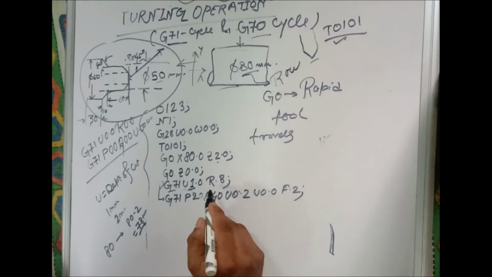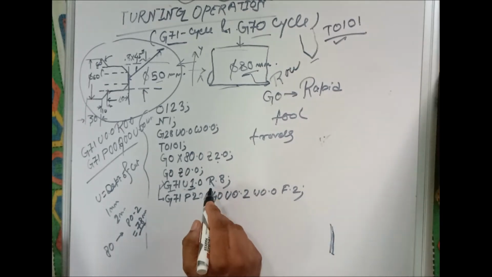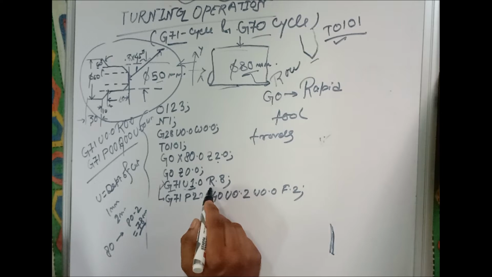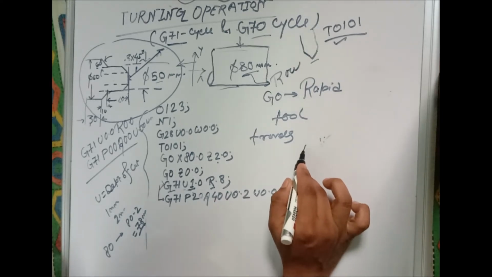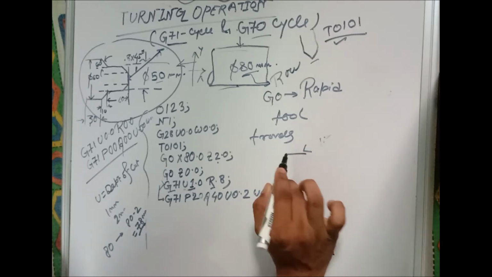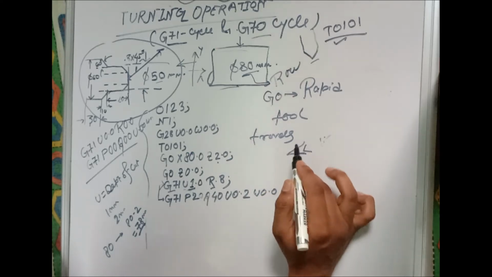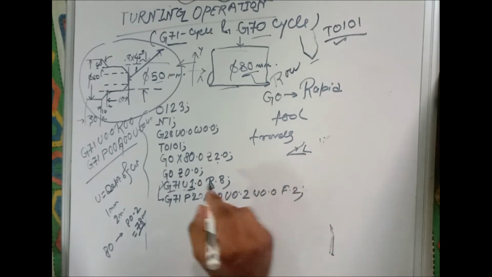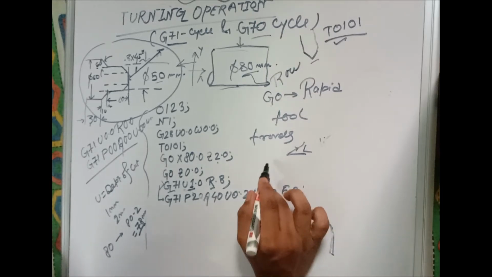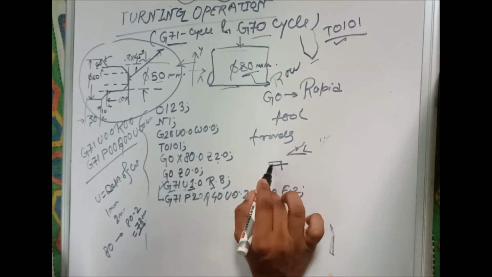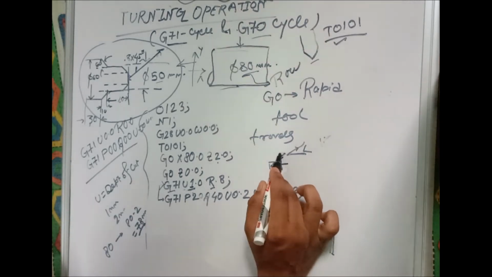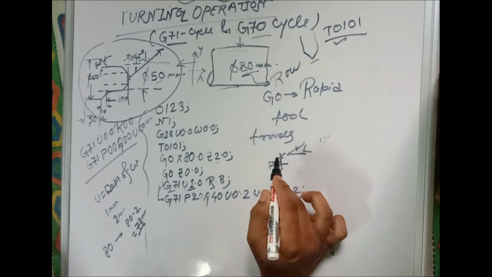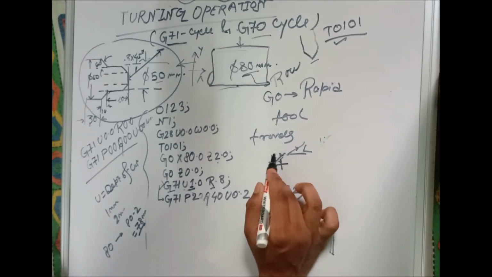Okay, and R, what does it represent? The value of R is a retraction amount after the cutting. Suppose this is your holder, it will cut, and after the cutting of material, it will retract, meaning it will move downward. After the cutting, the amount is 0.8. Suppose you cut this, after that it will move this way.